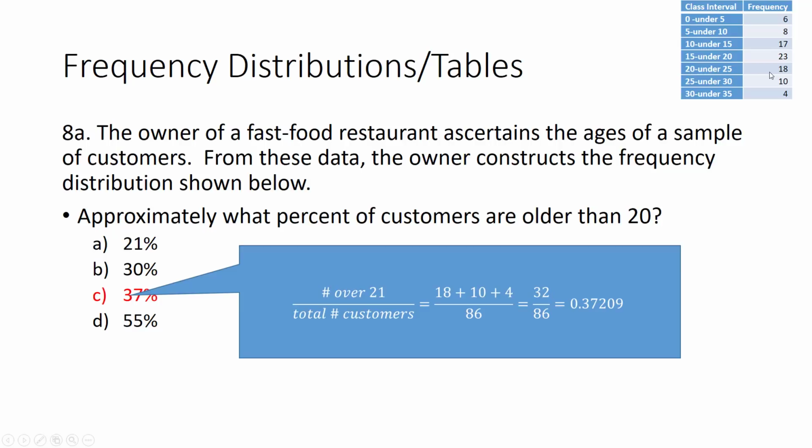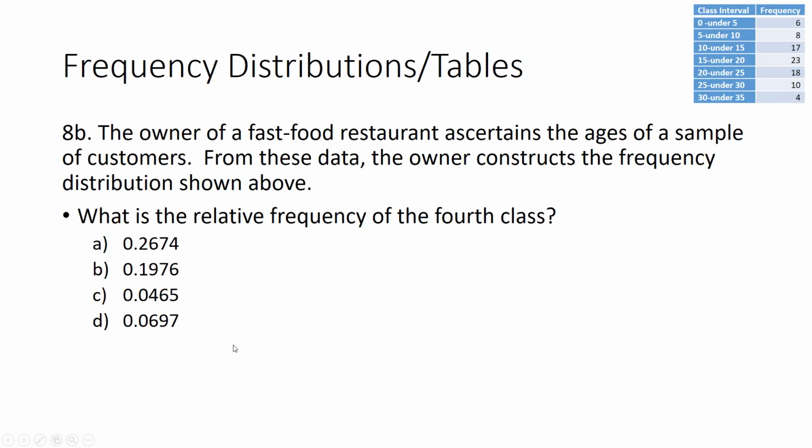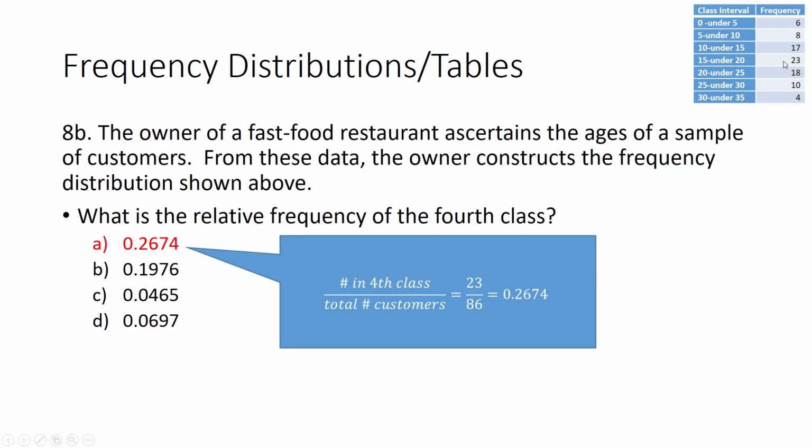So I think you would take the older than 20, 18, plus 10 plus 4, that would be how many, divided by the total number of customers. So you would need to add all of this column. That's where the 86 is coming from, and that's where you get the closest % for the answer. What is the relative frequency of the 4th class? 1, 2, 3, 4. Remember, relative frequency just means relative to that class, so 23 out of 86.